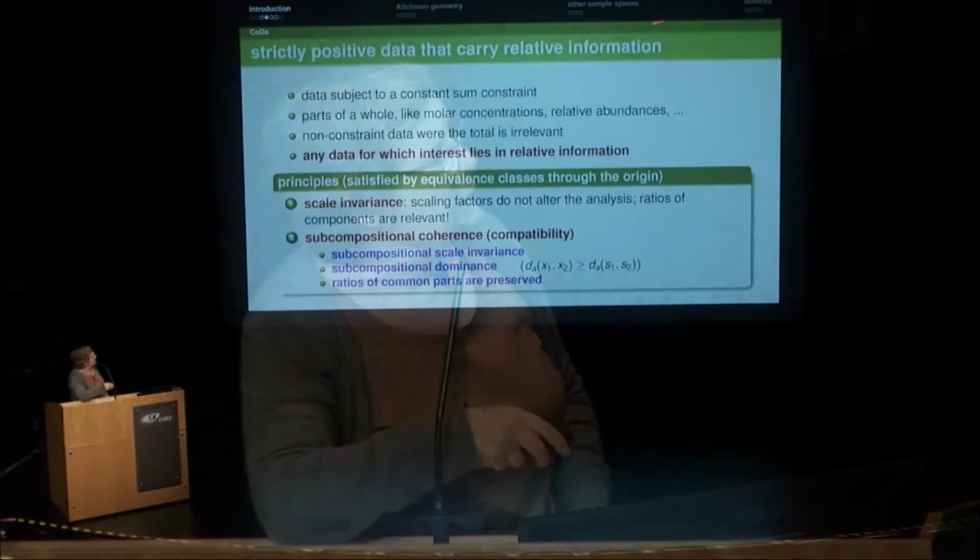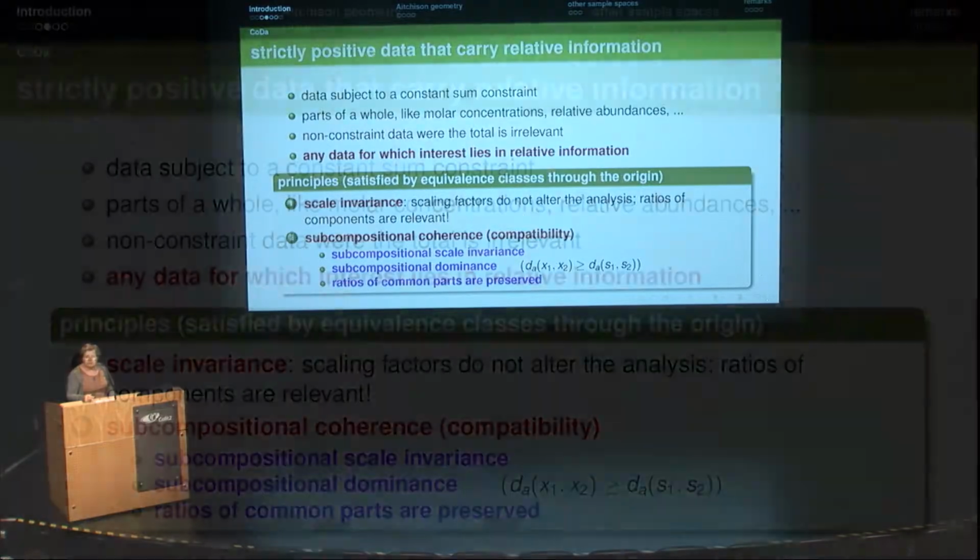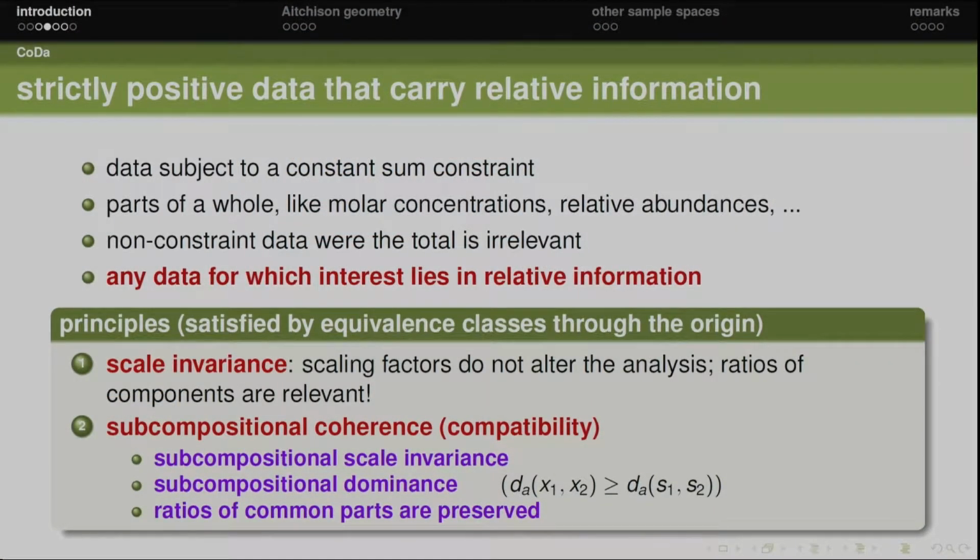So this is one important point: scale invariance for the subcomposition as well, and that the ratios of common parts are preserved. So changing the scale, from parts per unit to 100%, does not change the results.